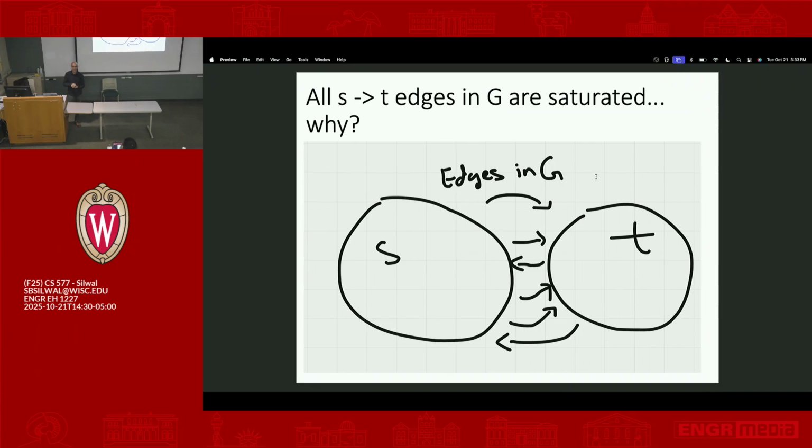Why is that? What if there's some capacity left on these edges? What does the G sub f graph look like?